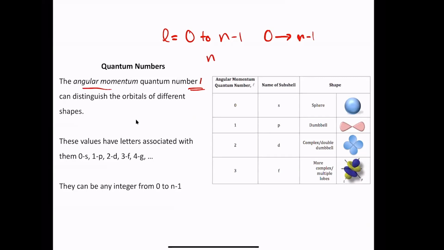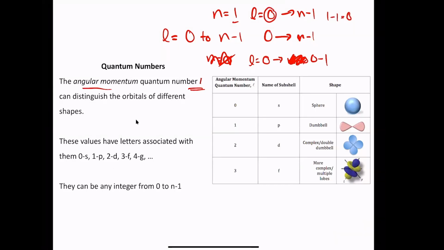So if my n is equal to 0, then my angular momentum is equal to 0 to n minus 1. Oh, what am I doing? N cannot equal 0. What am I doing, breaking my own rule here? N cannot equal 0. Let's scratch that. n is equal to 1, which means that L is equal to 0 to n minus 1. And here, n being 1, 1 minus 1 is equal to 0, so our L value is also 0.